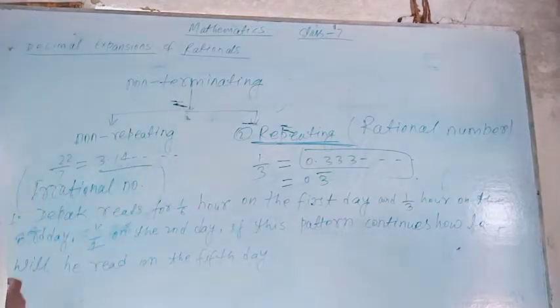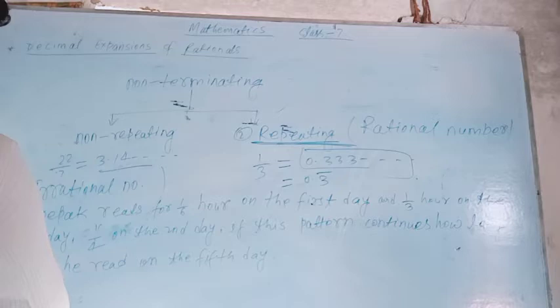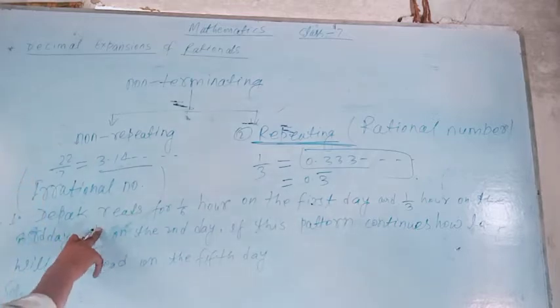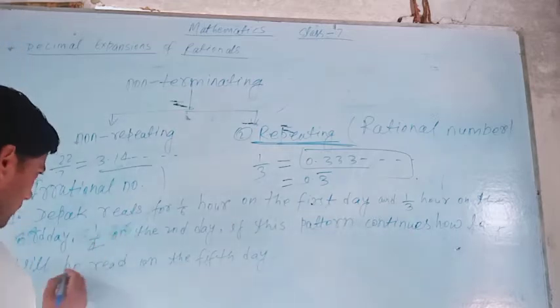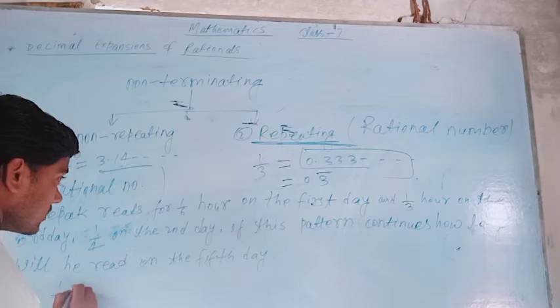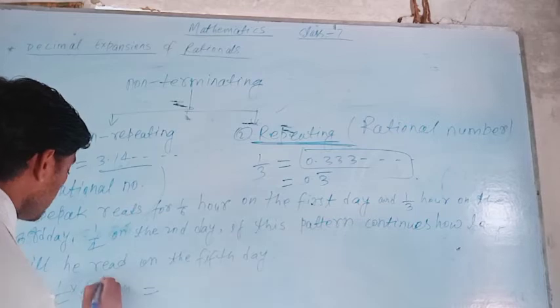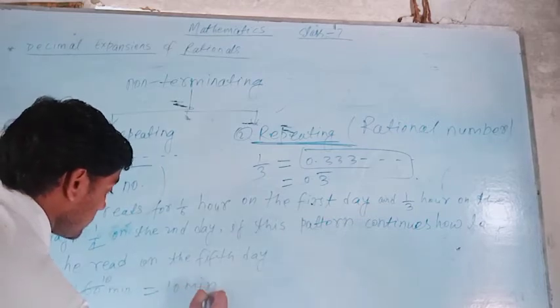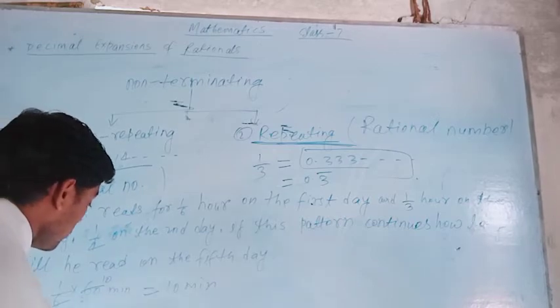Okay. Solution. Deepak reads for 1/6 hour on the first day, 1/4 hour on the second day and 1/3 hour on the third day. If this pattern continues, how long will he read on the fifth day? First day, 1 upon 6 into 60. 1 hour is equal to 60 minutes. 6 10s are 60, it will be 10 minutes. Second day, 1 upon 4 into 60 is equal to 15 minutes.